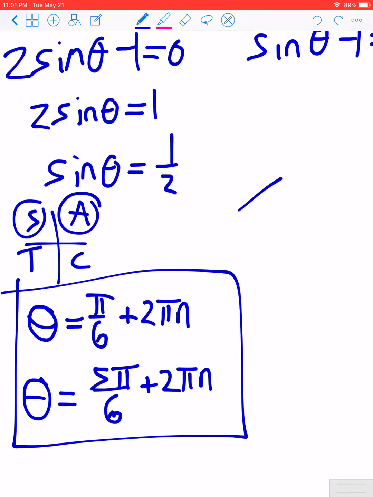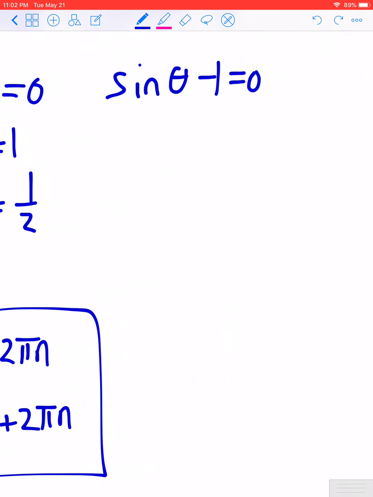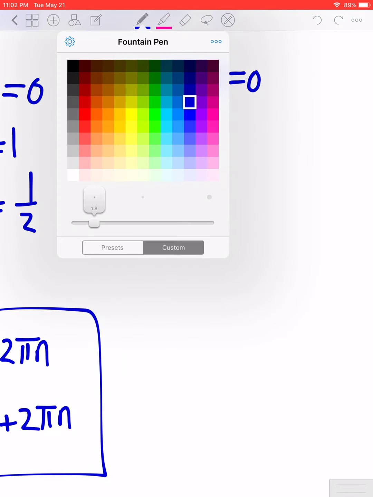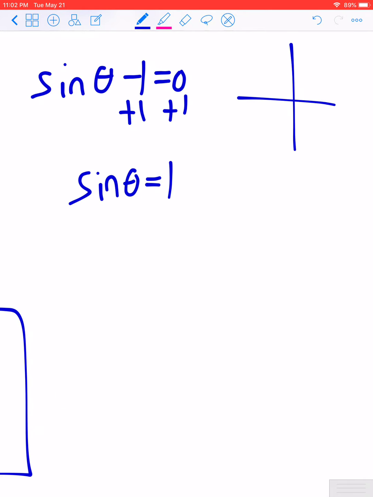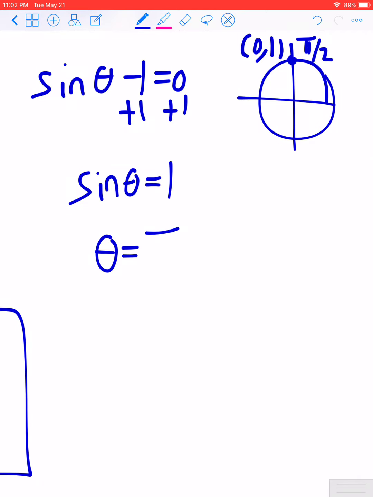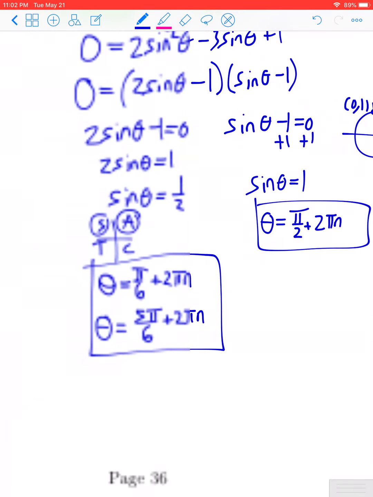We also have to solve that secondary equation that we came up with. The sine of theta minus 1 equals 0. We simply add 1 to both sides, and we get that the sine of theta would be equal to 1. The sine of theta is going to be equal to 1 precisely when the angle is pi over 2, because this is the point on the unit circle (0, 1). So the angle theta that works here is going to be pi over 2 plus 2 pi n, any angle that would be coterminal to it.